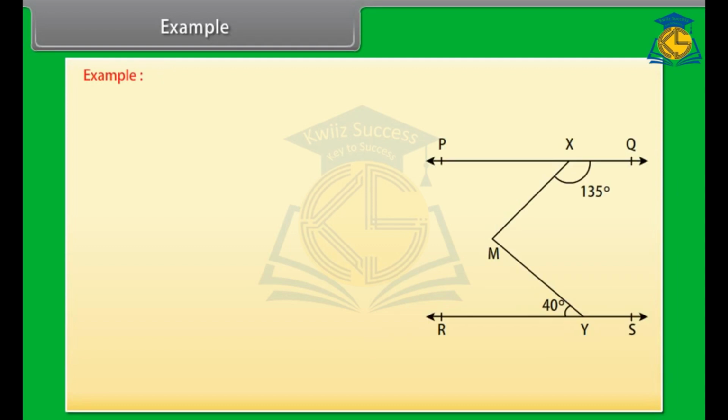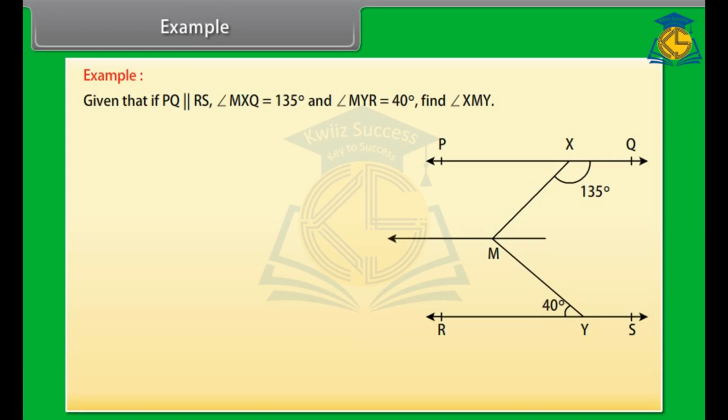Example. Now let us solve some examples related to parallel lines. Given that PQ is parallel to RS, angle MXQ is equal to 135 degrees and angle MYR is equal to 40 degrees, find angle XMY. For solution, we need to draw a line AB parallel to line PQ through point M. Now AB is parallel to PQ and PQ is parallel to RS. Therefore, AB is parallel to RS because two lines parallel to the same line are parallel to each other.